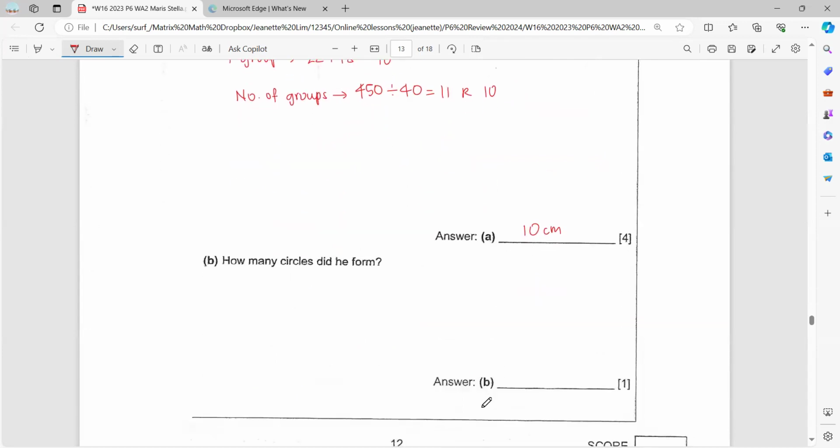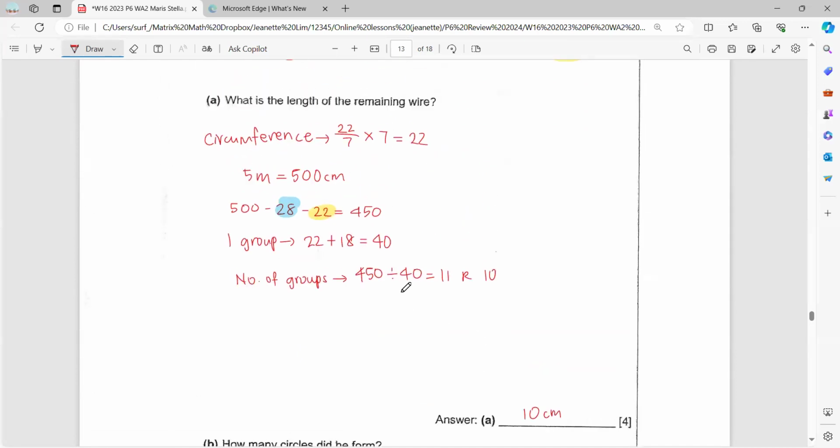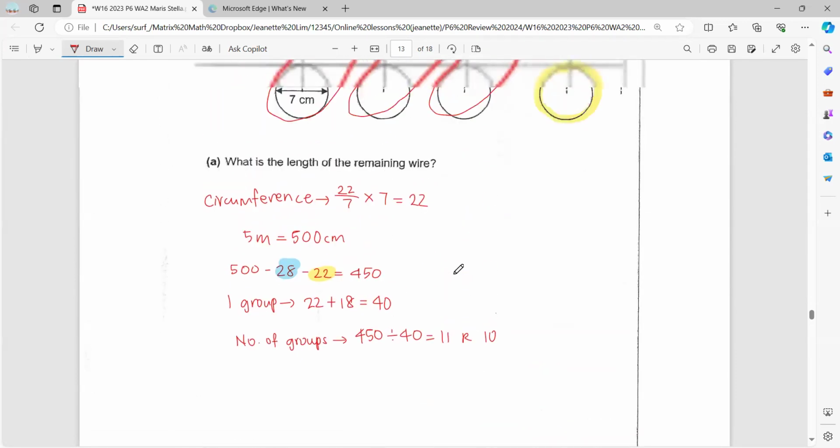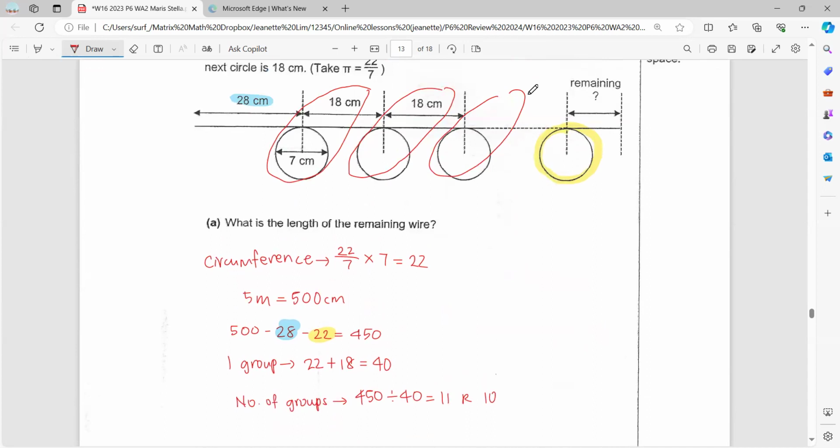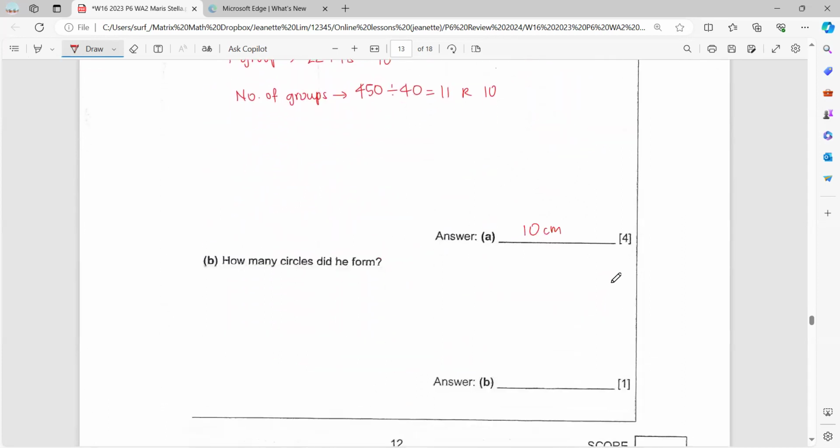Then for part B, how many circles did he form? Now remember we have 11 groups, right? So 11 of these. Then also we have this one highlighted in yellow that does not come in a group. So the number of circles is actually 11 plus 1. So answer: 12 circles formed.